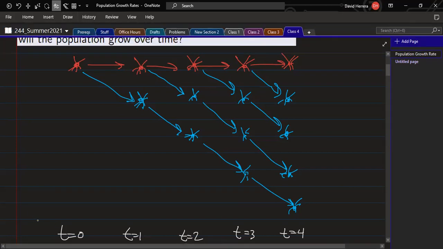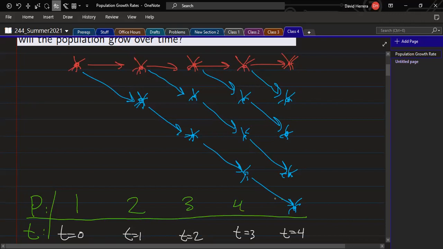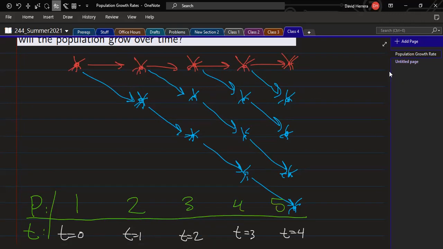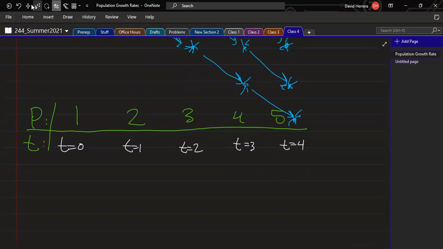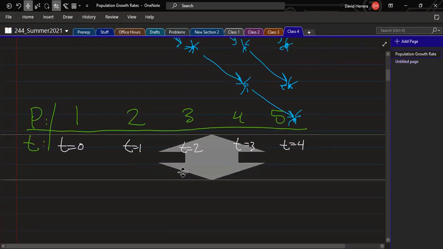So this is going to be time. This is going to be population. Population starts at 1 and then goes to 2, 3, 4, 5. Now, this is a very simple model. What we can do to change it, there are two things involved that we can do to change it.